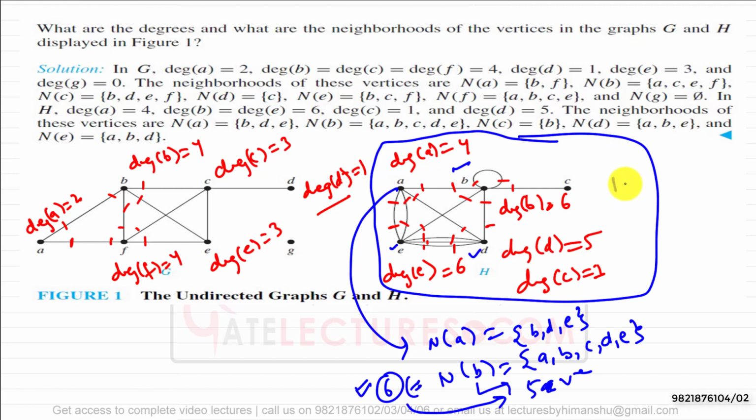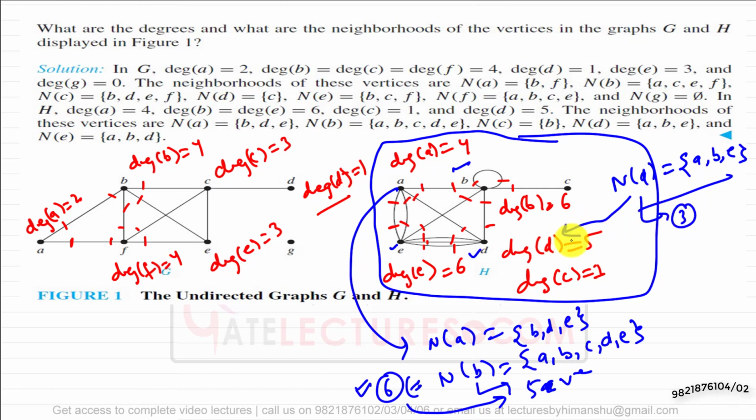In the same way, if I ask what is the neighborhood of D, the neighborhood of D is A, B, E. So in D we have A, B, E, correct? There are 3 vertices in the neighborhood, but the degree of D is 5. So because the degree of D is 5 and the neighborhood has 3, either D has some kind of self loop or it has multiple edges, correct? So this is an example of degree and the neighborhood of the vertices.